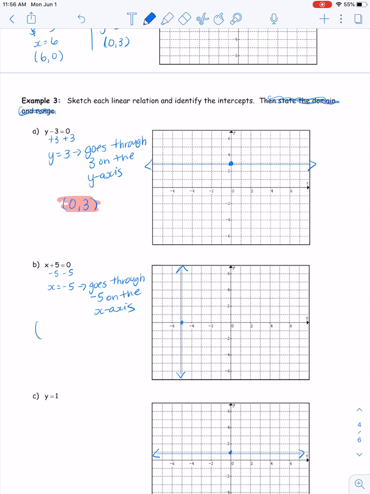My intercept here is -5 and 0. And my intercept here is 0 and 1.